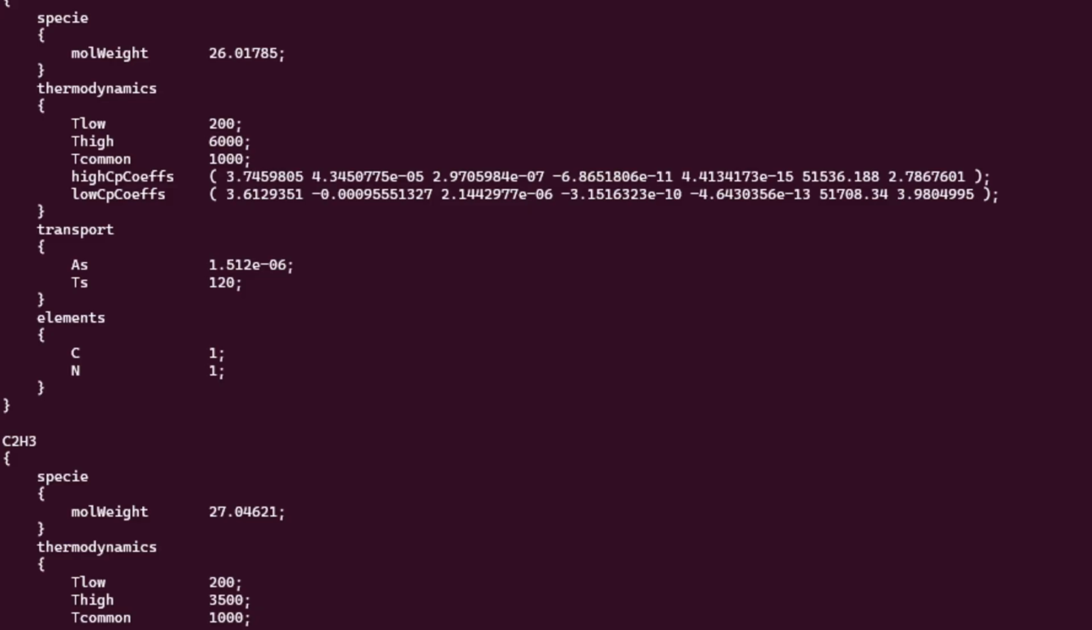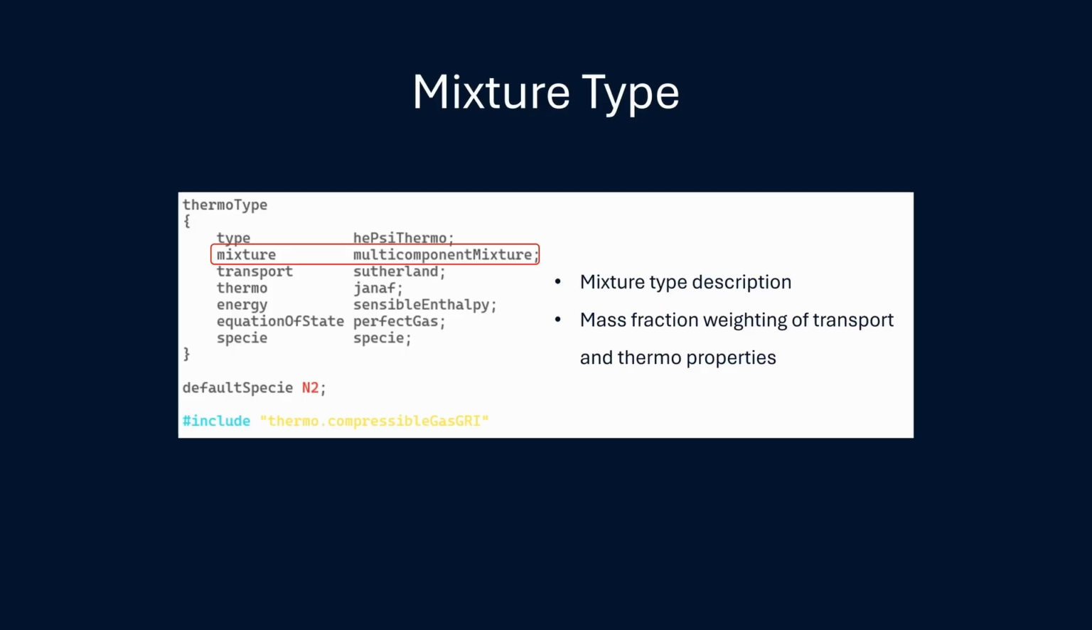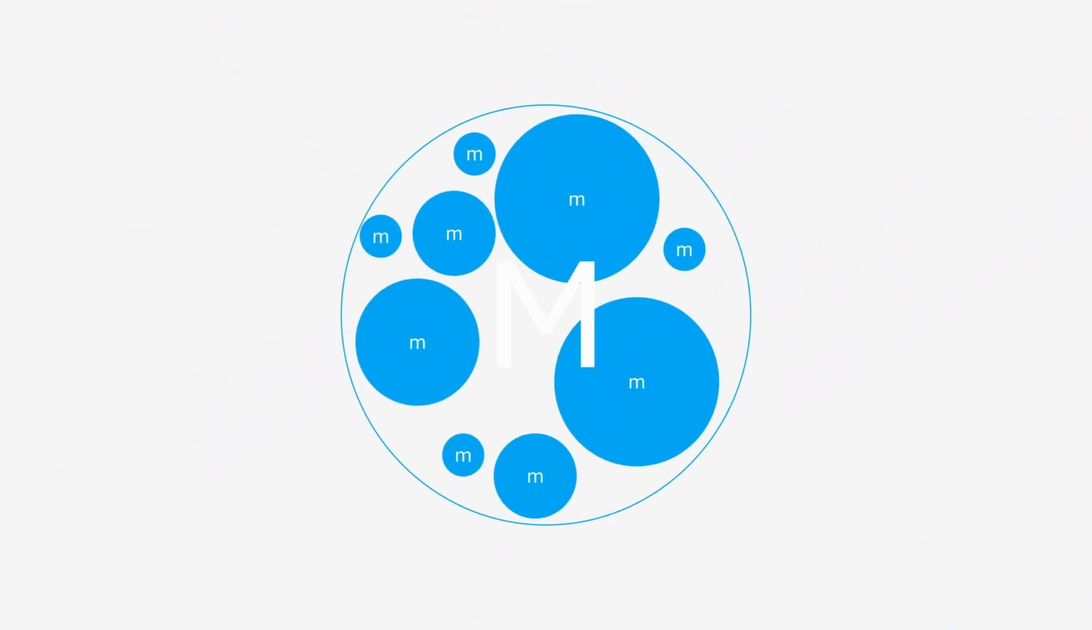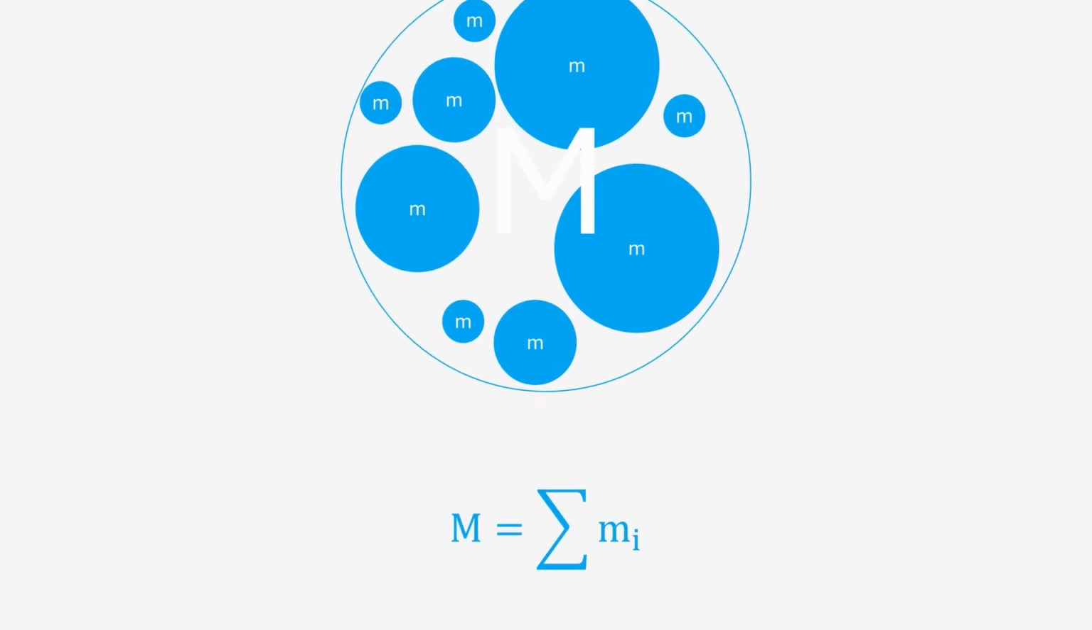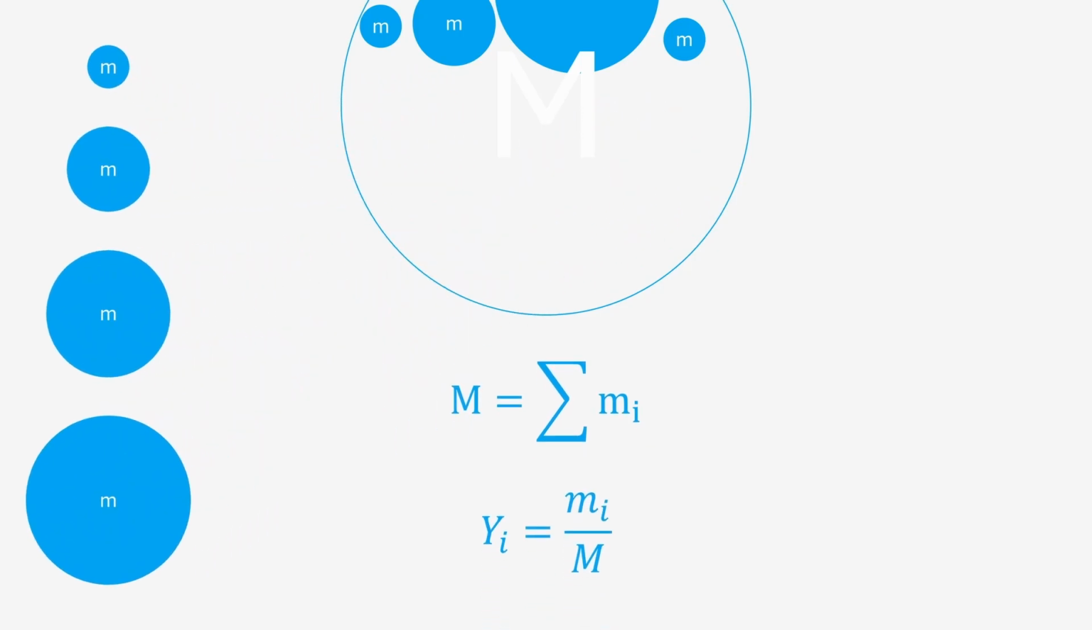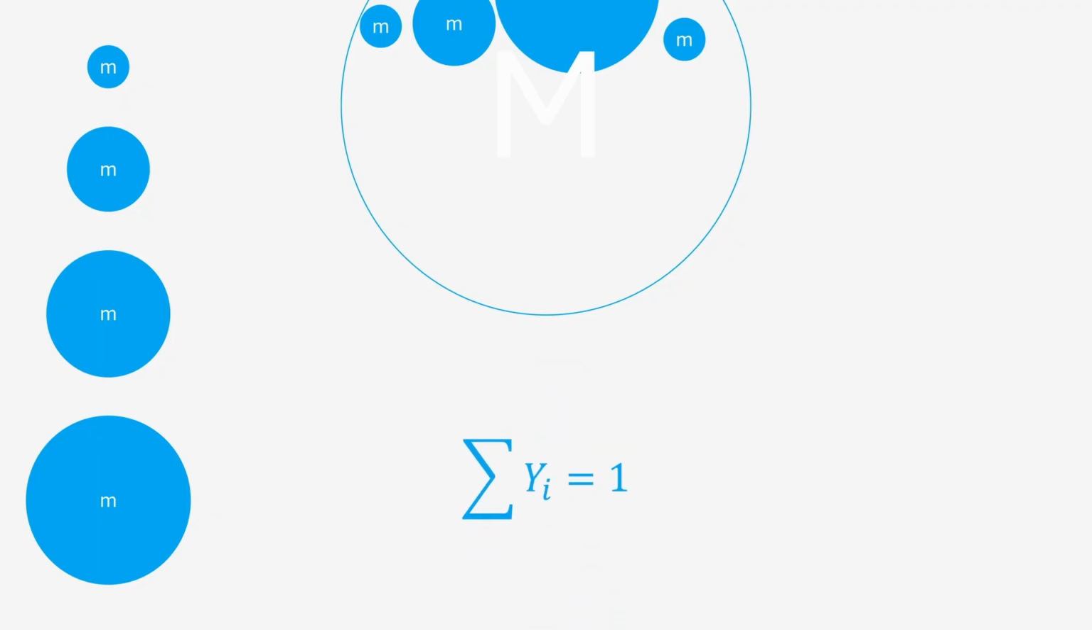The multi-component mixture type works as a mass fraction weighting of transport and thermo properties. What does that mean? Well, mass fraction weighting is a common method to capture the overall property of the mixture based on properties of individual components and their relative abundance by mass. So the sum of all the individual species would just result in the mass of your substance. Similarly, the mass fraction Yi is the mass of that species i divided by the total mass of the mixture in a given volume or sample, and the sum of Yi should be equal to 1.